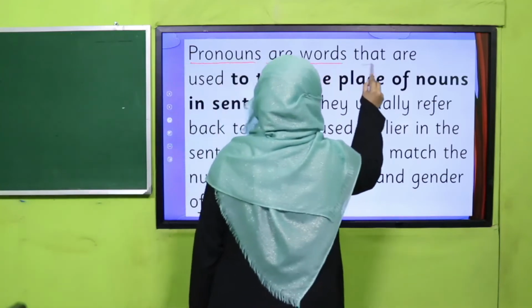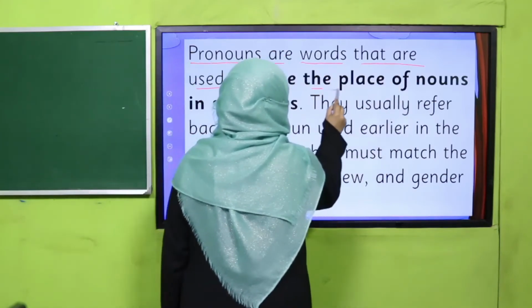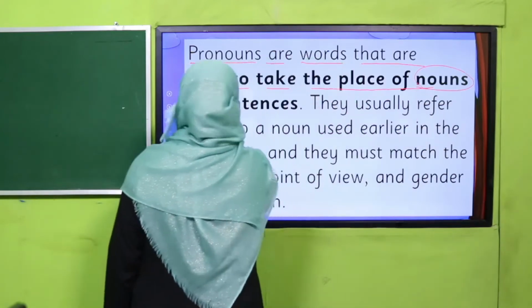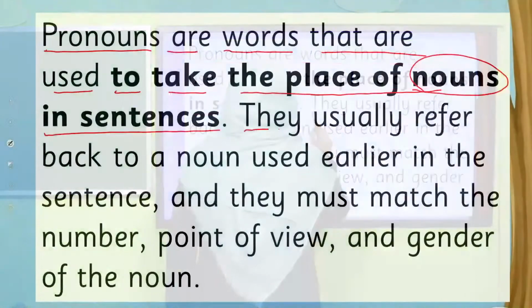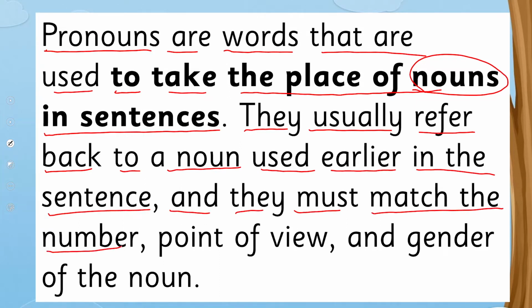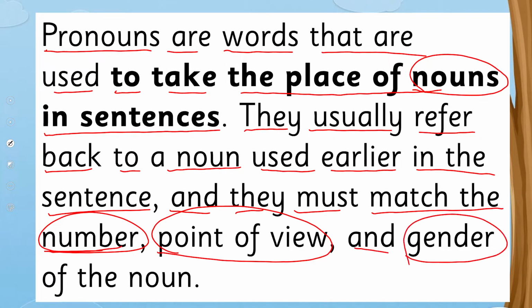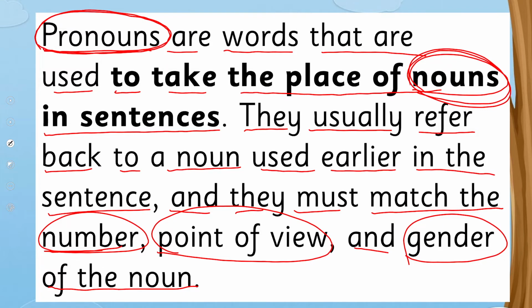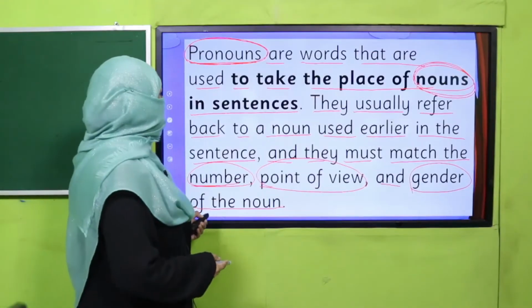Pronouns are words that are used to take the place of nouns in sentences. They usually refer back to a noun used earlier in the sentence, and they must match the number, point of view and gender of the noun, right? So the basic thing is pronouns are the words used to replace nouns, right? This is the definition of pronouns. How do we replace it?